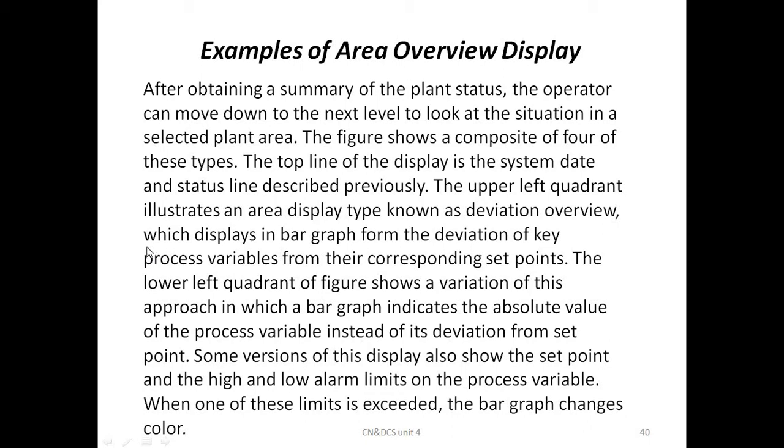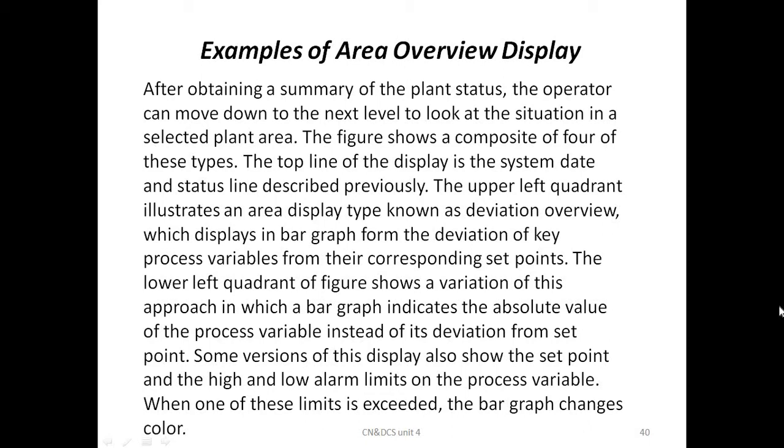The top line of the displays is the system date and status line described previously. The upper left quadrant illustrates an area display type known as deviation overview, which displays in bar graph form the deviation of key process variables from their corresponding set points.